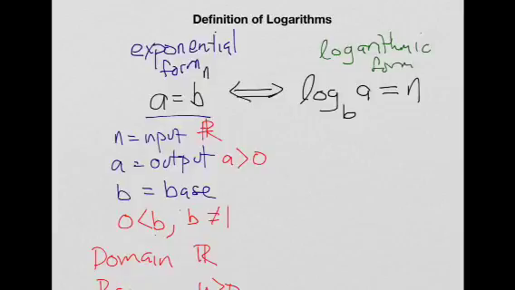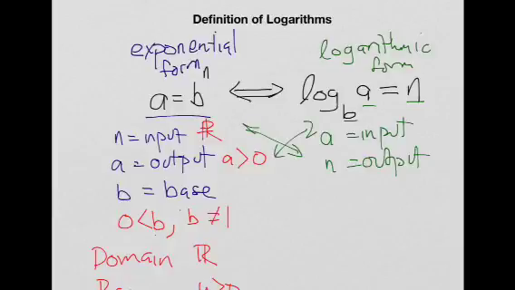And we're using the same letters, a, b, and n, because we are representing the same relationship. But in this case, a is the input. And n is the output. We're talking about an inverse function. So we switched input and output to get our inverse, and we switch our x and y. b is still the base. And the b is the same whether we talk about the exponential form or the logarithmic form. They have to have the same value of b. They have to have the same base.